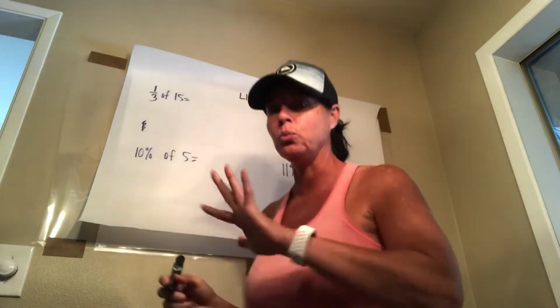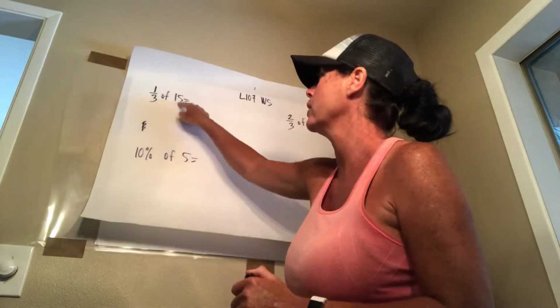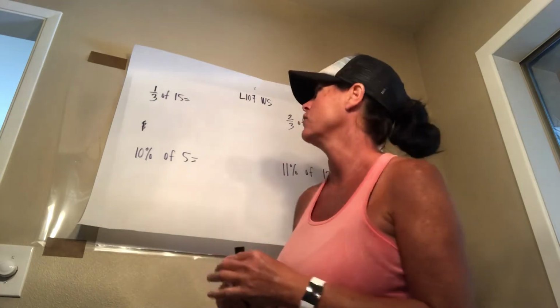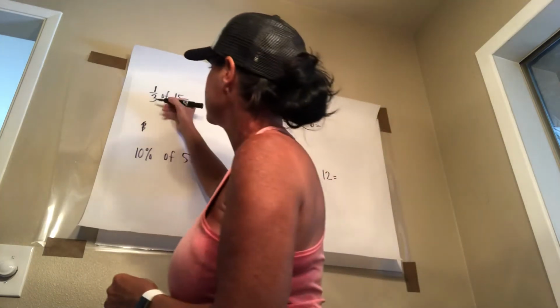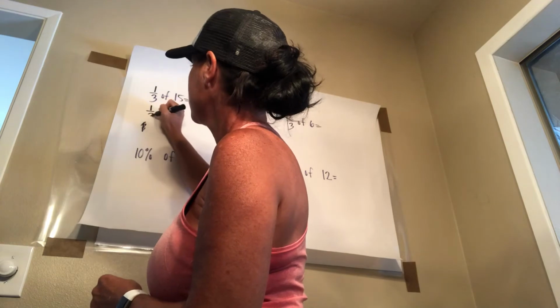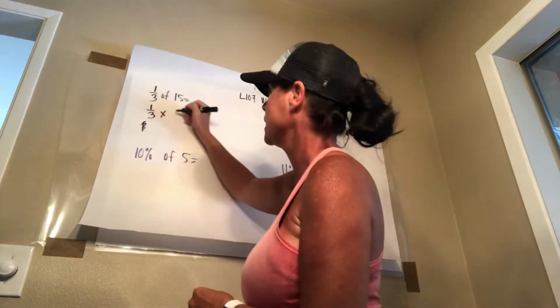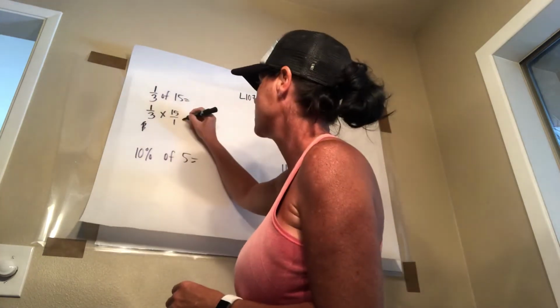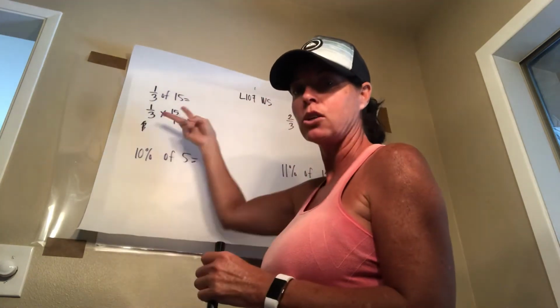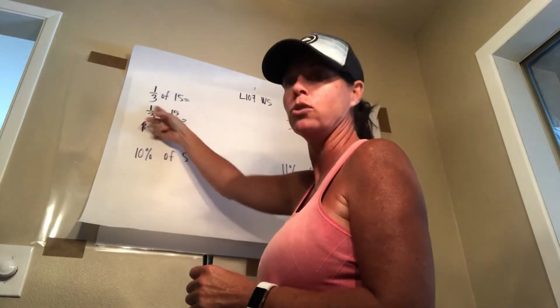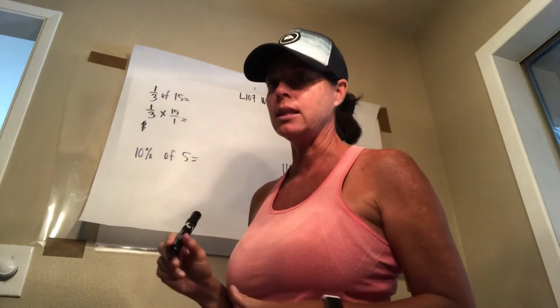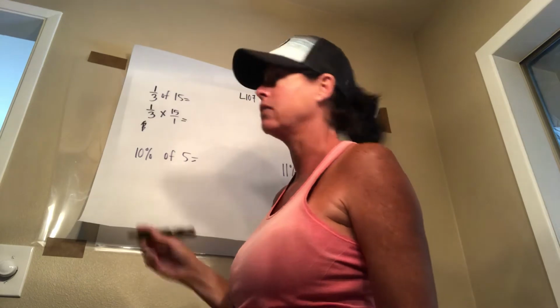All right, so we have done this in class, 1/3 of 15. Remember, the word of means to multiply. So the first thing you're going to do is rewrite this equation. 1/3 times, remember we take the 15 and we put it over 1, always, always, okay? You can do that cross-canceling thing if you want, or you can just multiply across and reduce at the end. I'm just gonna reduce at the end just to make it less confusing.